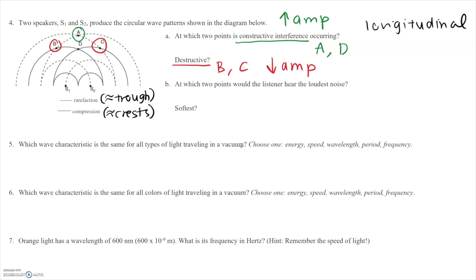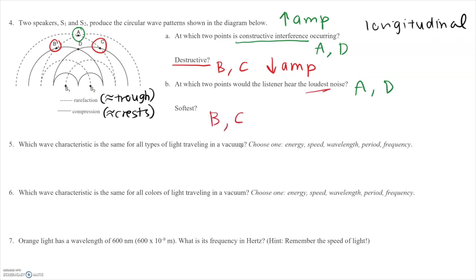So that means something would be getting quieter, because amplitude relates to sound intensity and therefore how loud we perceive the sound to be. And so the 2 points where the listener would hear the loudest noise would be at A and D, and the softest noise would be at B and C.